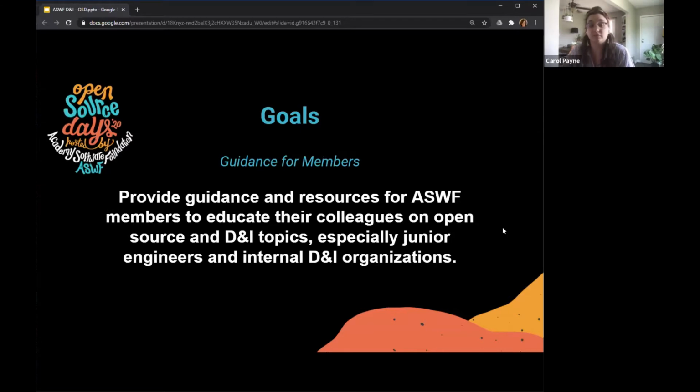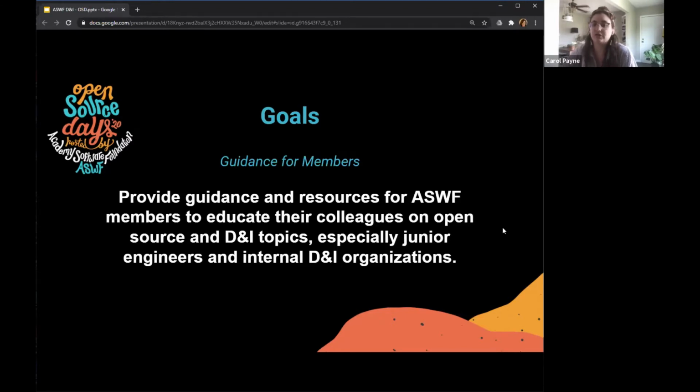And then the third one is around resources and guidance for the foundation members, whether that be on an individual basis or a company member basis. Providing those resources and ground truths for our members to educate our colleagues and the industry at large on diversity and inclusion topics, specifically related to open source, but the premises are relatively general. So really being a resource for our members and our community in that area.